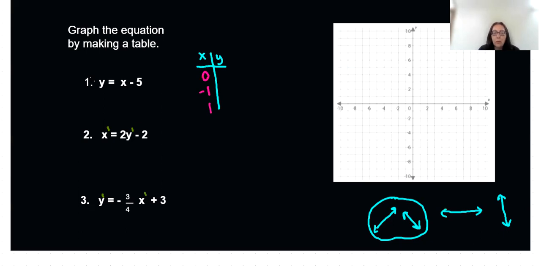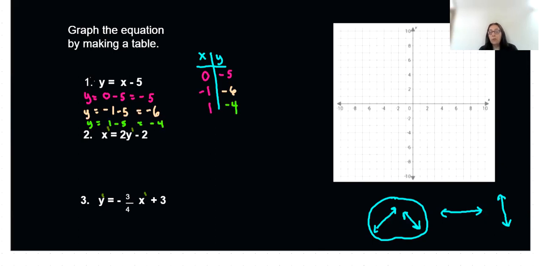So we put in numbers for x, and we take those numbers over to the equation and put them in. So I got y equals 0 minus 5, which is -5. Next, I put -1 in for x. So I've got y equals -1 minus 5, which is -6. And then my last one, I'm going to put 1 in for x. So I get y equals 1 minus 5, which is -4.